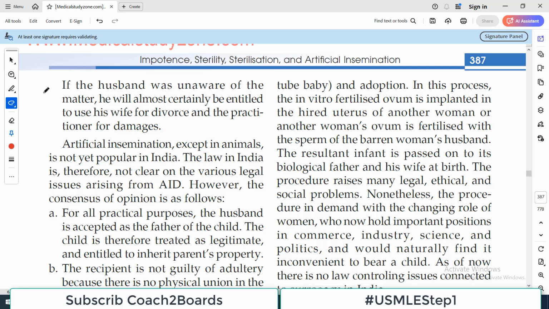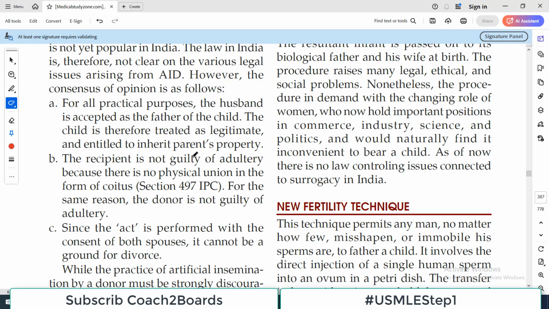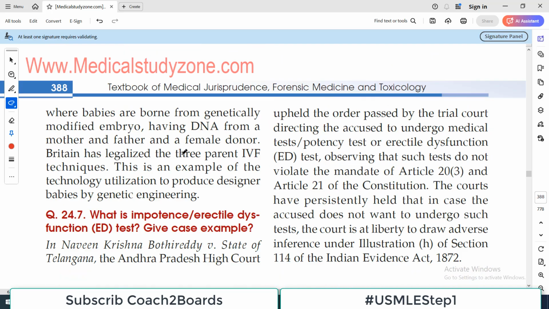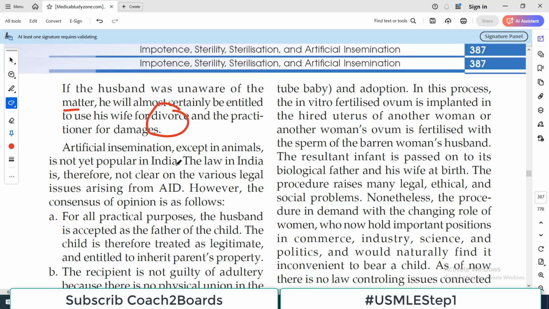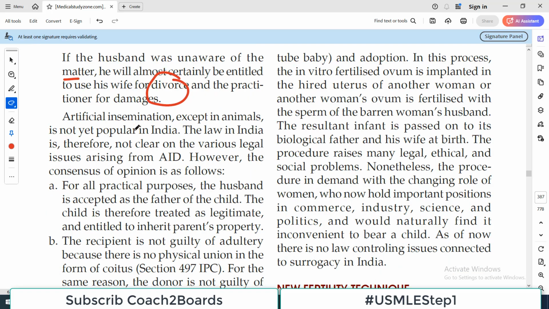Now, if the husband was unaware of the matter, he will almost certainly be entitled to sue his wife for divorce. So, obviously, इस तरह की जो procedures हैं artificial insemination के, they have to be undertaken by consent of the husband and wife. अगर wife directly जाके ये करवा लेती हैं, तो that is actually not an acceptable procedure. Okay? Artificial insemination, except in animals, is not yet popular in India and countries like Pakistan and Sri Lanka. So, यहाँ पे भी इतना common नहीं है.